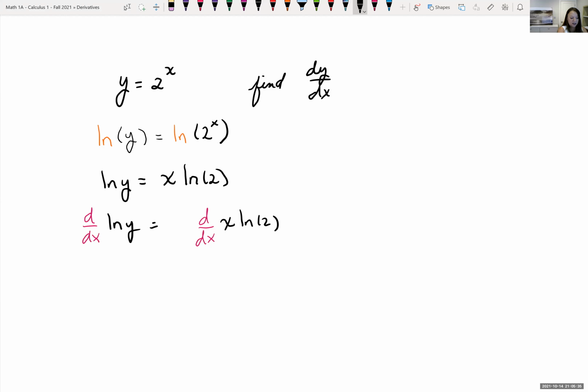And so the derivative of natural log of y is 1 over itself, y, times the derivative of the inside, which we're going to say dy dx, equals, again, natural log of 2 is just a constant. So constant times x, the derivative of that is that constant. So this is equal to the natural log of 2. So let's get dy dx by itself. We can multiply both sides by y, right? And so we get dy dx equals y times the natural log of 2.